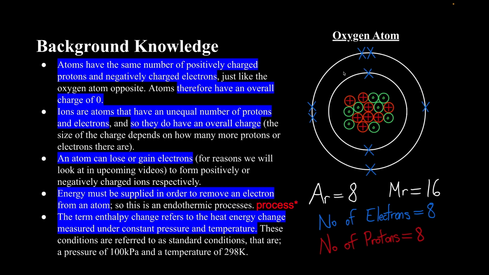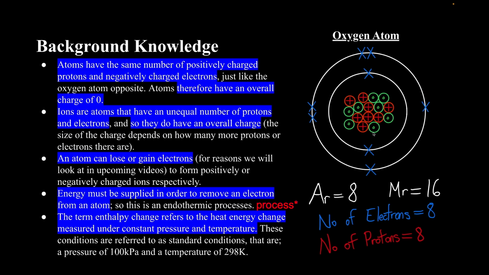So now to find the overall charge of the oxygen atom, we do negative 8 because we have 8 electrons, and then each electron has a relative charge of negative 1. So negative 8 plus 8 because we have 8 protons, and each proton has a relative charge of plus 1. So negative 8 plus 8 gives us 0, hence why the oxygen atom has an overall charge of 0, and this is the reason why all atoms have an overall charge of 0.